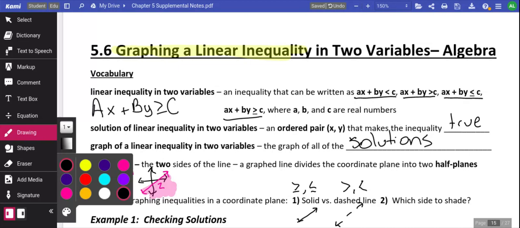All right, and then which side to shade? Okay, like we said, with all these inequalities, we're basically going to color in one side. So if you have colored pencils or a highlighter or something like that, that's what we can use to color in one side. You can use your pencil too, of course.